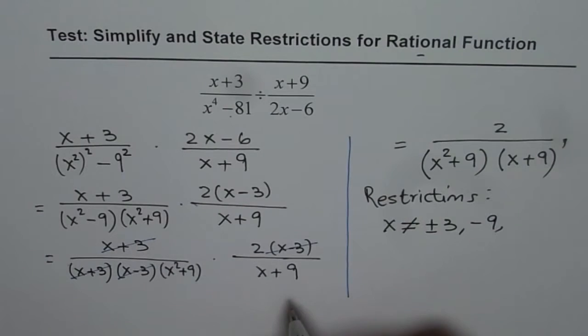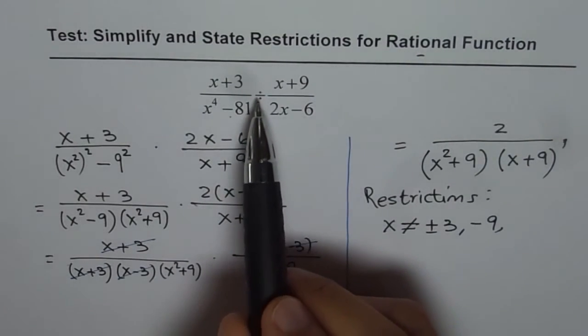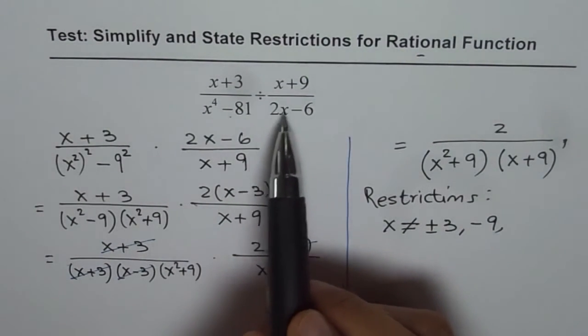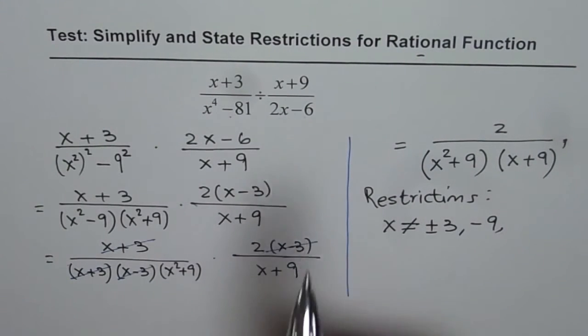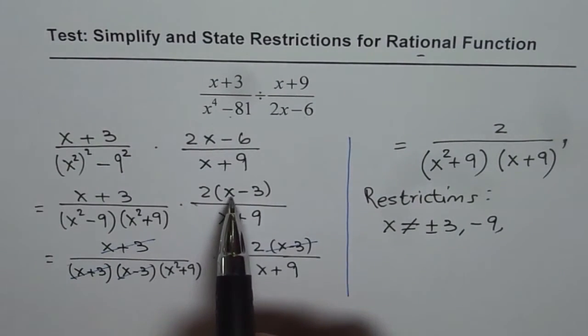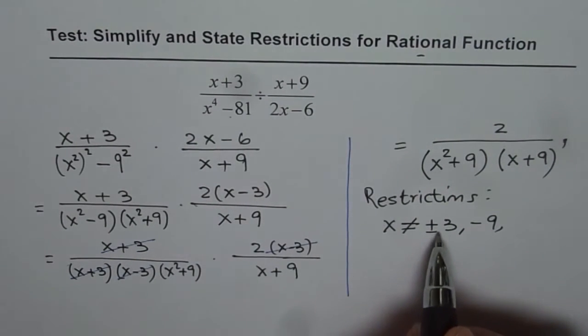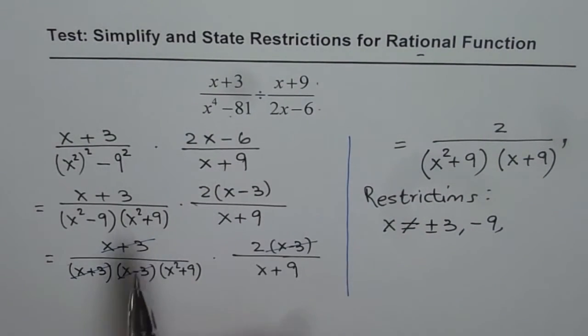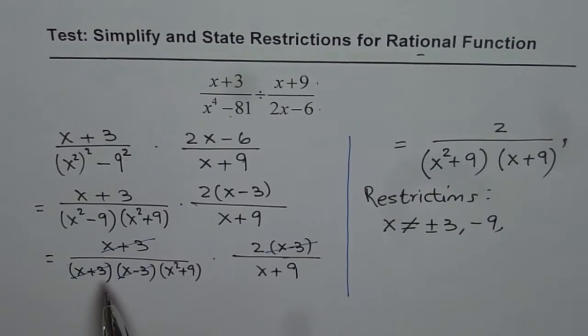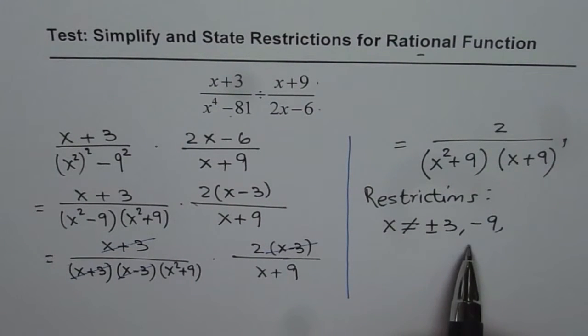And remember, initially the statement was divide by (x + 9) over (2x - 6). So we need to write restrictions for this denominator also, right? Which is x cannot be 3, right? Fortunately we have included it, but anyway, sometimes it could be different. So you have to look for restrictions for all these terms, right? So these are the restrictions for us, correct?